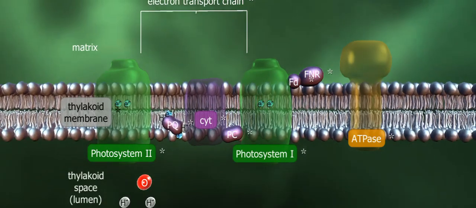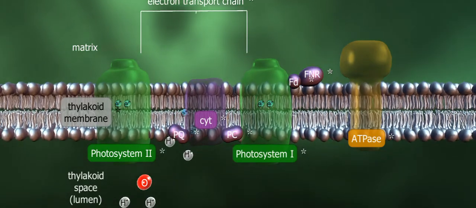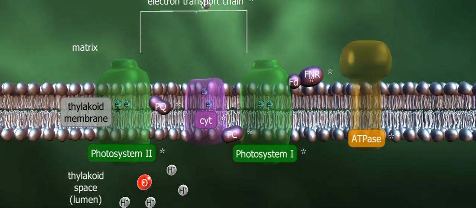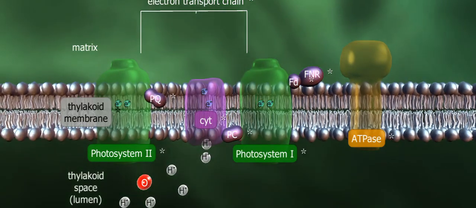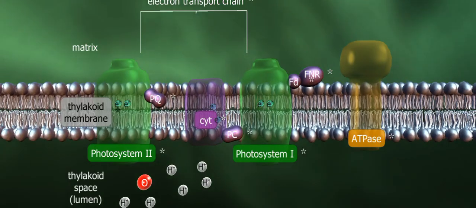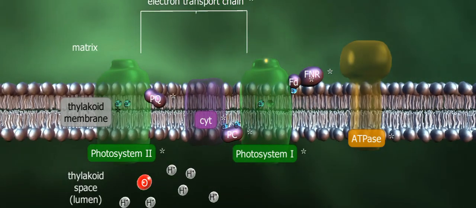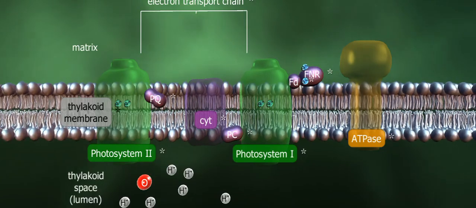The first member of the electron transport chain is plastoquinone, which transfers the electrons to the cytochrome complex. Cytochrome is an iron-containing protein which transfers electrons to the plastocyanin, while pumping more protons into the thylakoid lumen. The electrons are transferred to photosystem I from the electron transport chain.